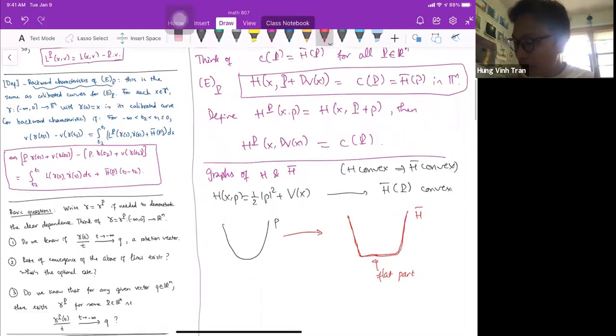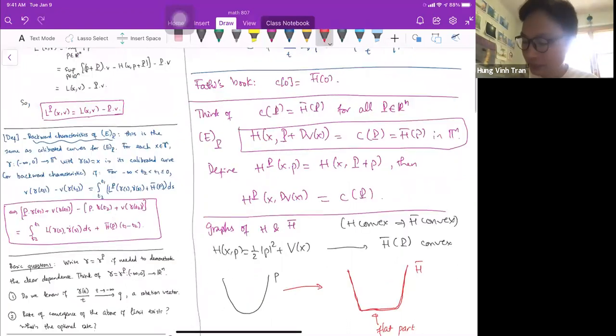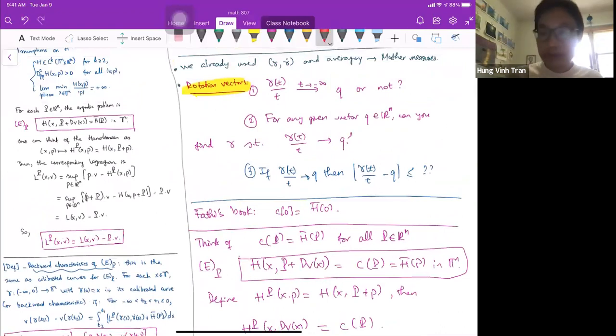But the key point that I wanted to present today is that we use H bar and its convexity to study back the questions about rotation vectors. That's a thing. That's why I needed to wait until today. All right, so let me now go back to the lab panel.